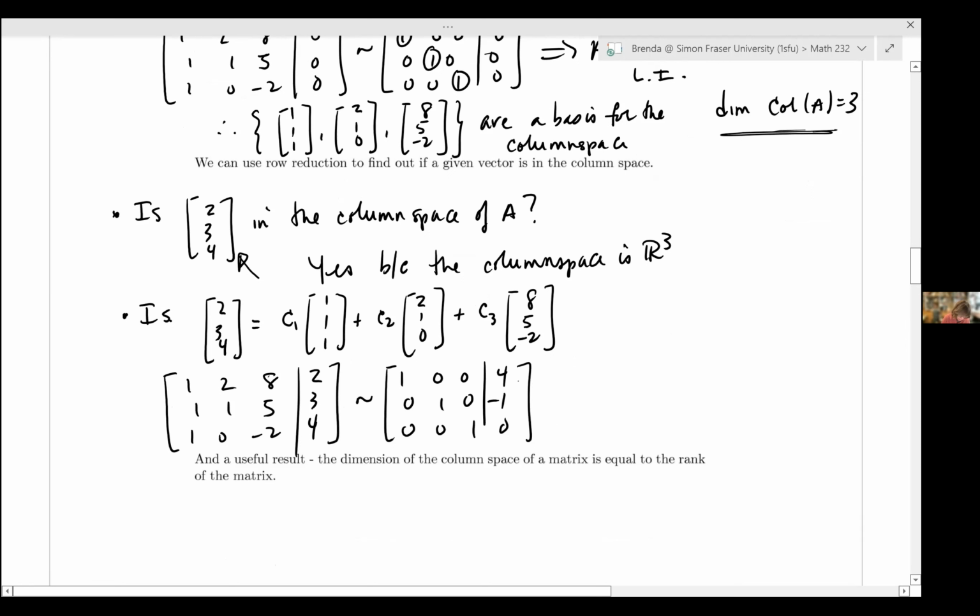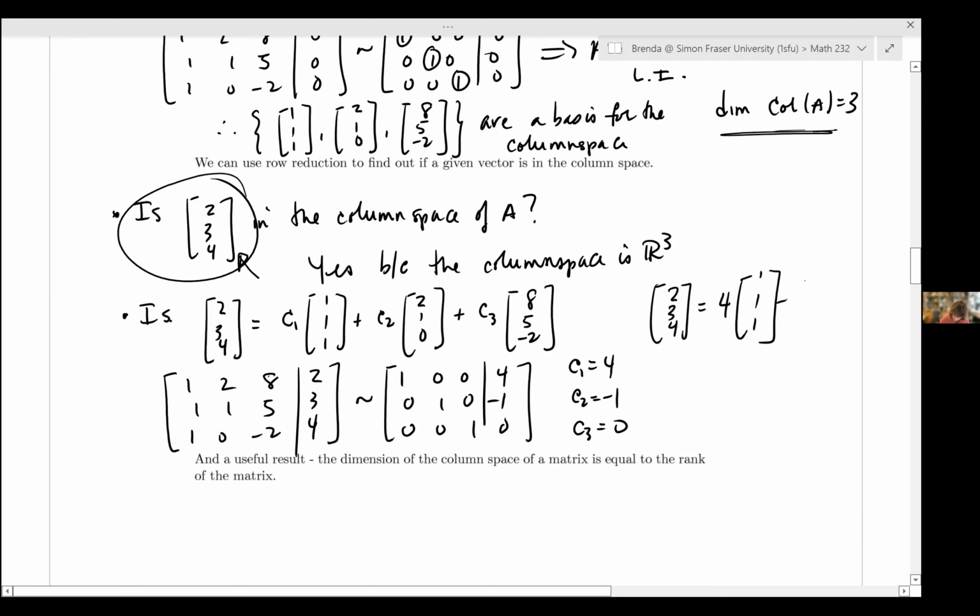There it is. This tells me that C1 is equal to 4, C2 is equal to -1, and C3 is equal to 0. That tells me that yes, the given vector is in the column space, and further that (2, 3, 4) is this specific linear combination, 4 times this one minus this one. So you can figure out what the linear combination is of the 3 vectors in the basis of the column space, and in what proportions you need them to form this vector here.